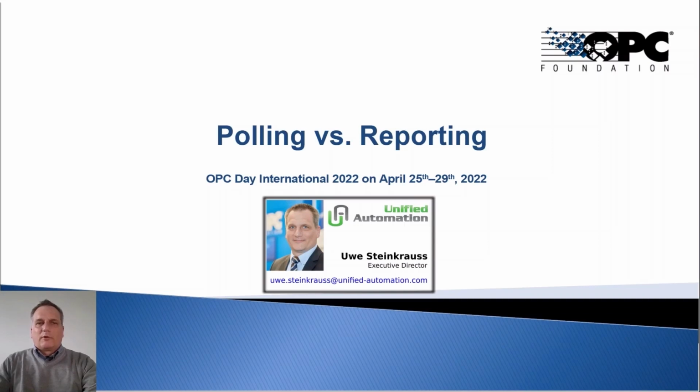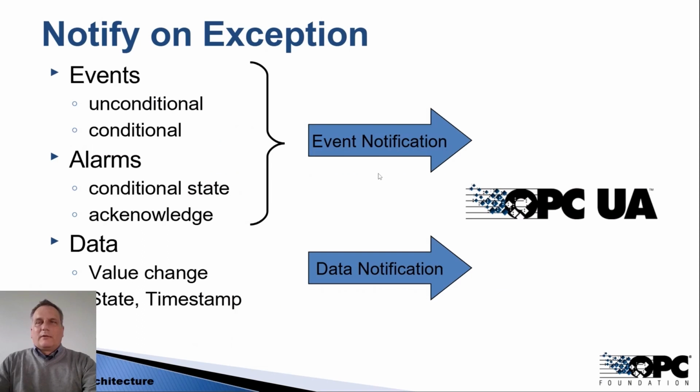Today I want to talk about the polling versus reporting mechanism inside OPC and where we see the difference of that. Typically you use OPC UA with notifying, and you get notifications for events, or you can get notification for data.